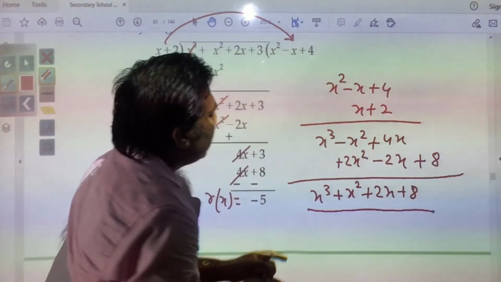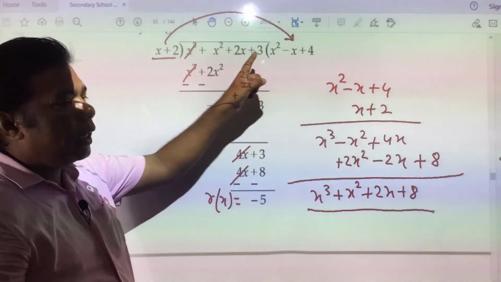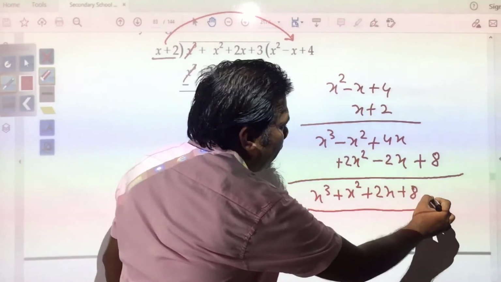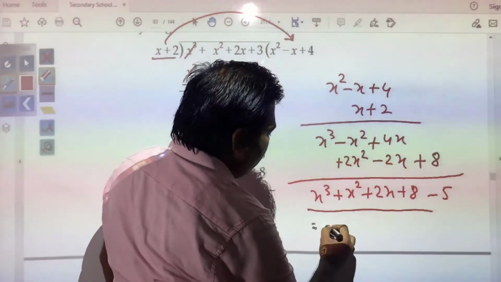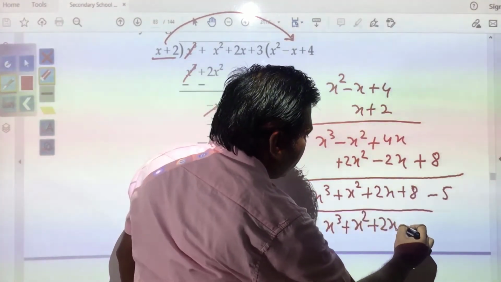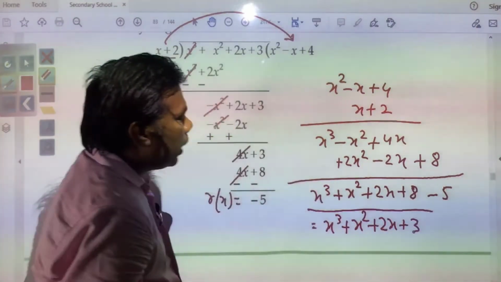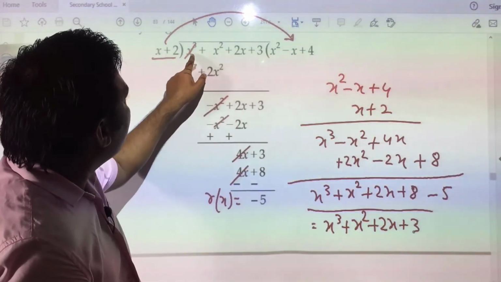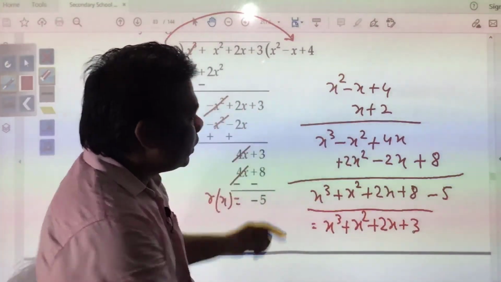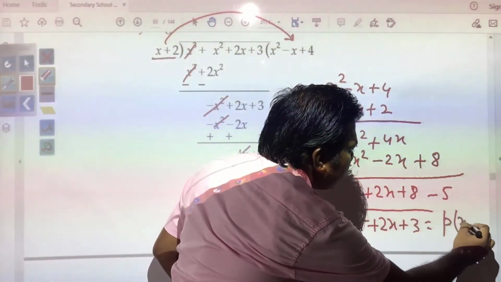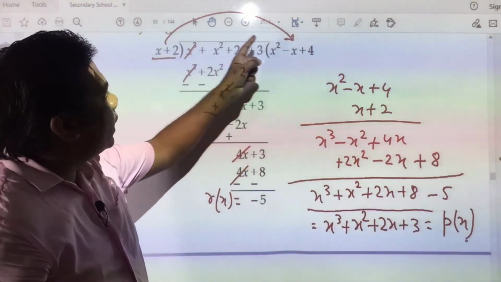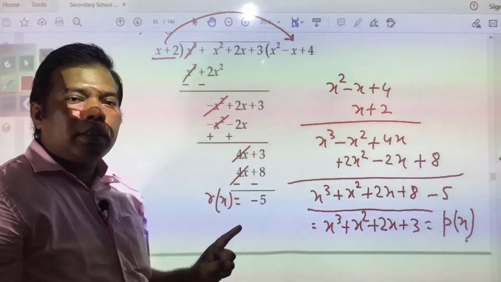So, this you have got if you are multiplying Gx and Qx. Now, you need to add Rx to it. If you are adding minus 5, what you will get? x cube plus x square plus 2x and plus 3. Now you see what you have got, x cube plus x square plus 2x plus 3. It means what you have got? You have got Px. So, finally, you have verified Px is equal to Gx into Qx plus Rx.